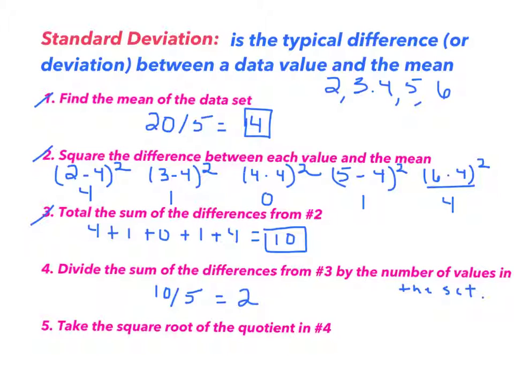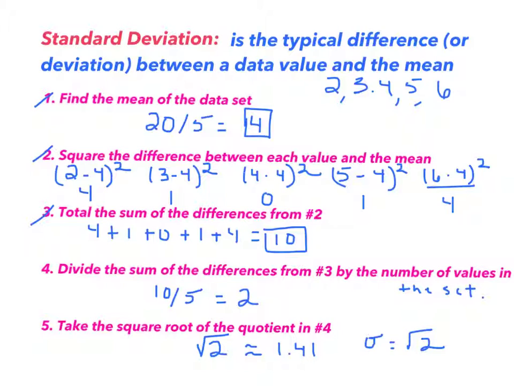Then you take the square root of that number you got in step 4, the square root of 2, which remember is about 1.41. So that is our standard deviation. Our symbol for standard deviation is this little Greek symbol, sigma, and it is going to be the square root of 2, which is about 1.41.